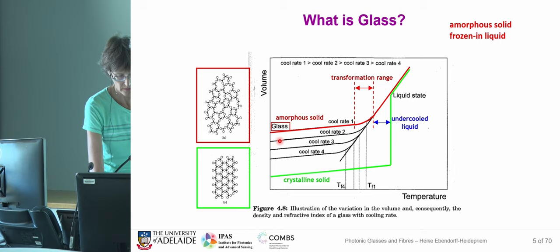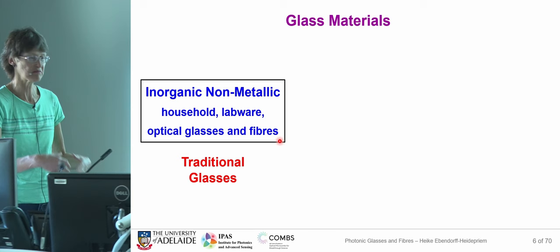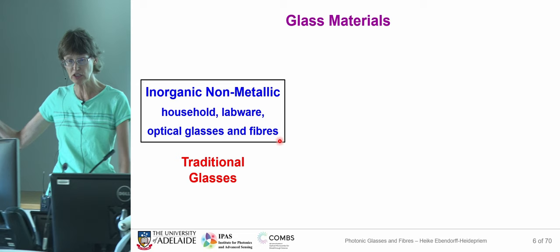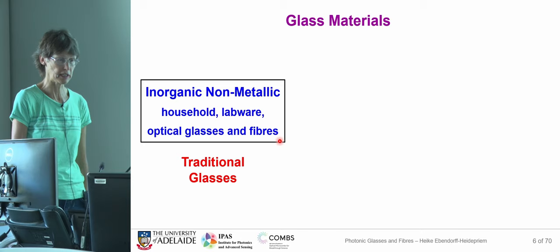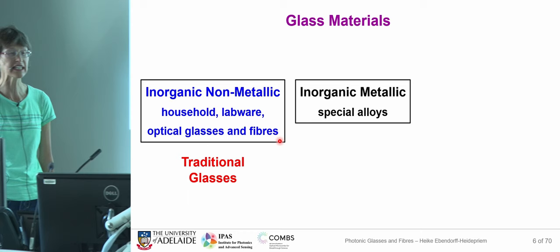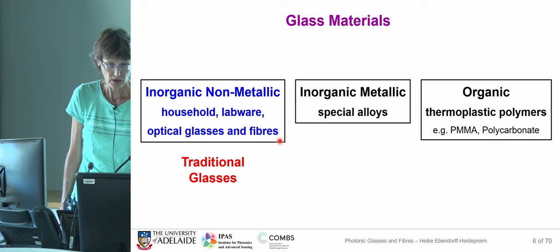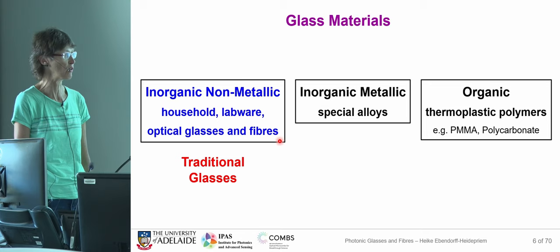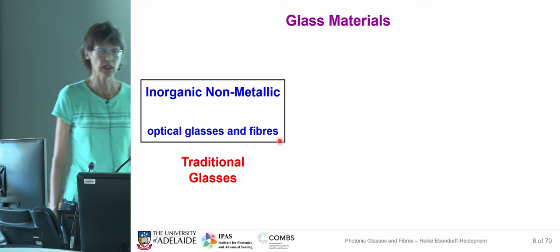When I started to work with glass, the word glass was always the traditional glasses, the inorganic non-metallic glasses we know in our households, the labware, the window panes. In terms of research, it was for me the optical glasses and fibers. Thanks to Amelia, I got to know about inorganic metallic glasses, so special alloys. And also through collaboration with other people, I knew more about the organic or thermoplastic polymers, which can be considered as organic glasses. So in my talk, I will focus on the inorganic non-metallic glasses, and there in particular, the optical glasses.